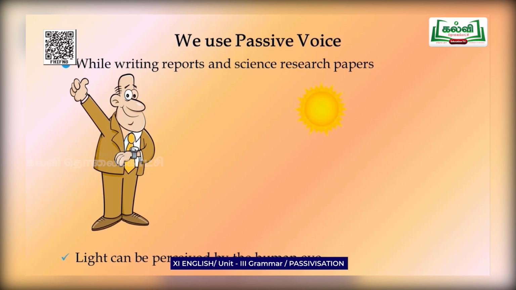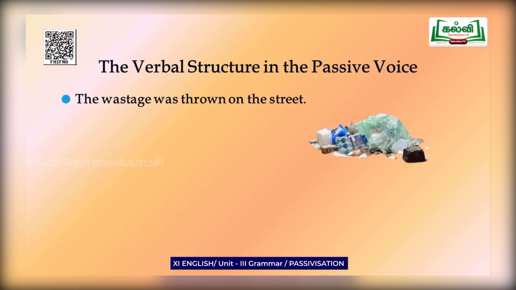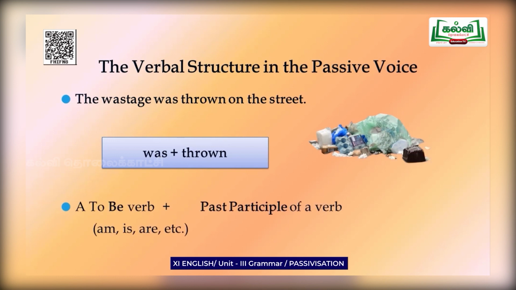So far, we have learned in what situation we should use passive voice. Now, we move to analyze the verbal structure in the passive voice. The garbage was thrown on the street. The verbal phrase in the given sentence is "was thrown." It is the combination of to be verb and past participle of the verb.